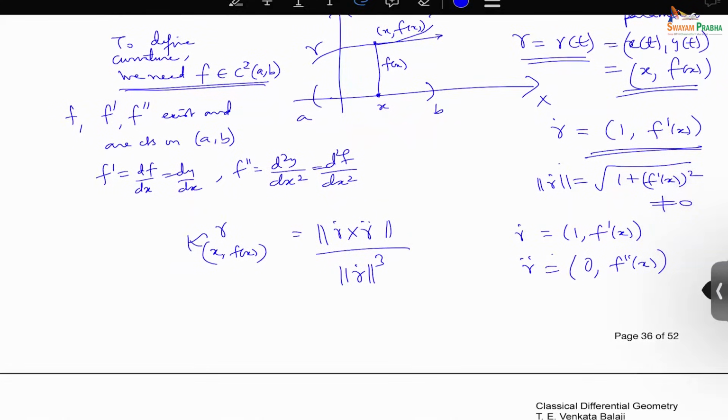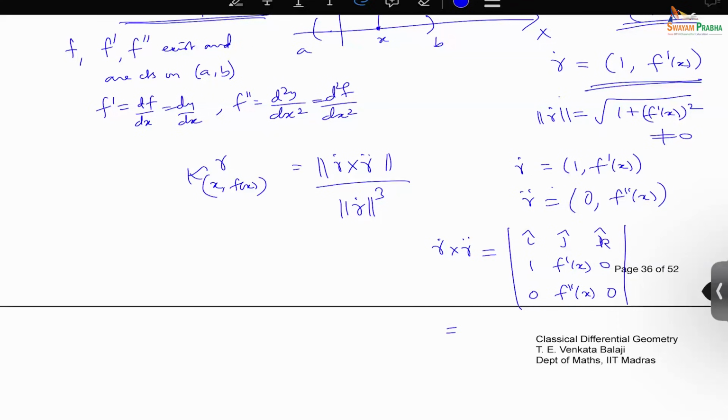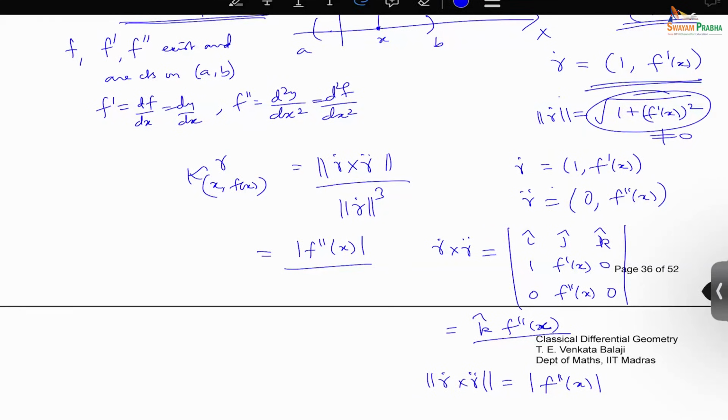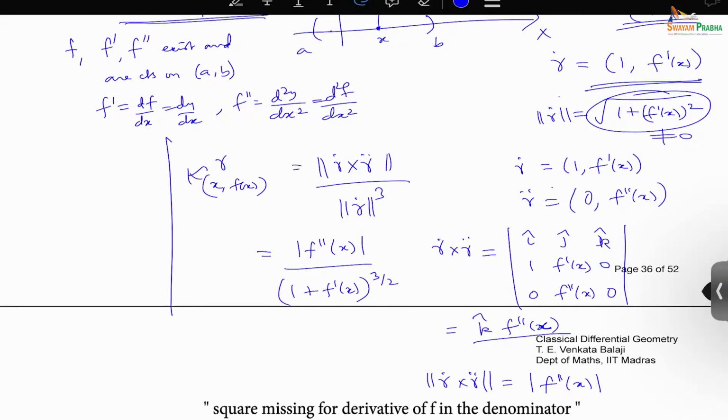If you write the cross product, the only thing that will work out is the last column. So I will get k hat into f double dash. That's all I will get. Okay, that's right. And therefore norm of gamma dot cross gamma double dot is just the modulus of f double dash of x. And therefore this is just modulus of f double dash of x divided by the cube of this fellow, 1 plus f dash of x squared, to the power of 3 by 2. So that is a formula for curvature.